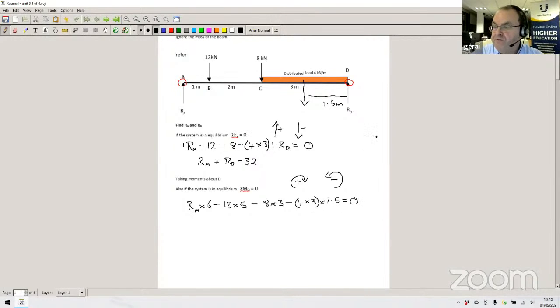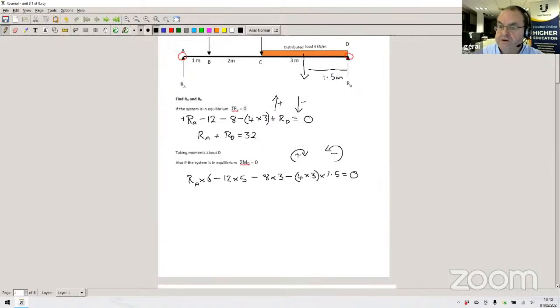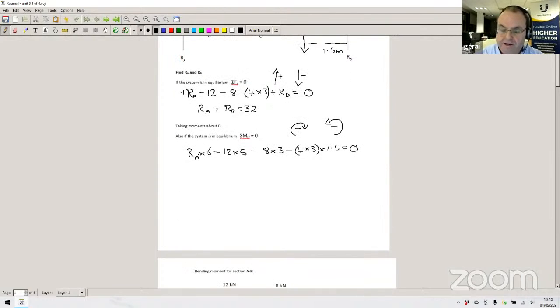Now you'll see what we've done. We've eliminated RD from our equation. So now we can actually solve for RA. By taking moments at that point D, RD doesn't create a moment around that point because it passes through it. There's no distance. So it eliminates RD from the equation. So we end up with a calculation. We can determine the value of RA. So if we do the sums, RA is equal to 17 kilonewtons.